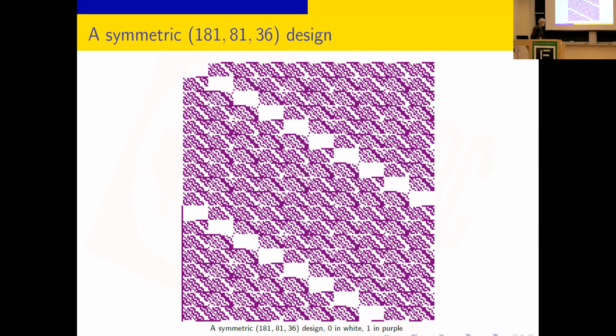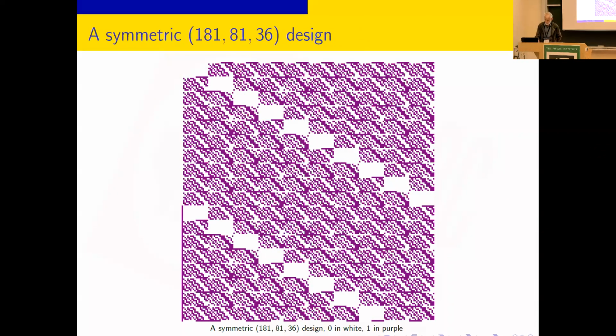So after the two great talks, I really had no choice but starting with something like this. This is actually a symmetric (181, 81, 36). 181 is a large matrix, 181 by 181. 81, 1 in each row and each column. As a matter of fact, you can see, on this thick line there, that shows 81, 1.